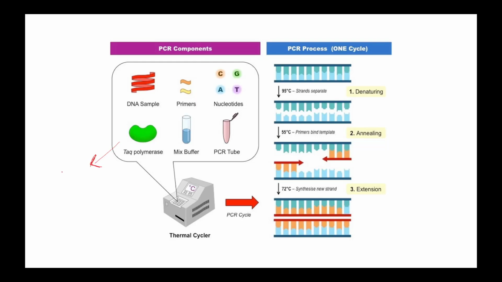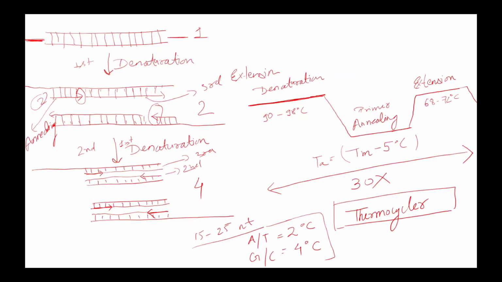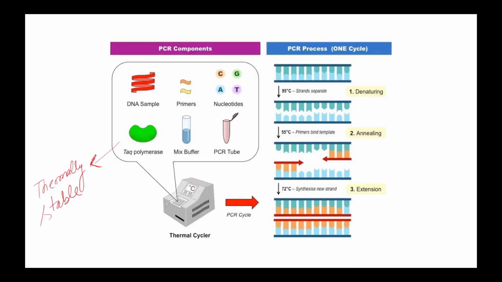And this is thermally stable. Okay, because as I've already said, this denaturation step we are performing at very high temperature, so the polymerase which we are using should bear the high temperature. So this Taq polymerase is thermally stable, so even at the high temperature there is no loss in the activity of the Taq polymerase. Okay, we should have a mixed buffer.